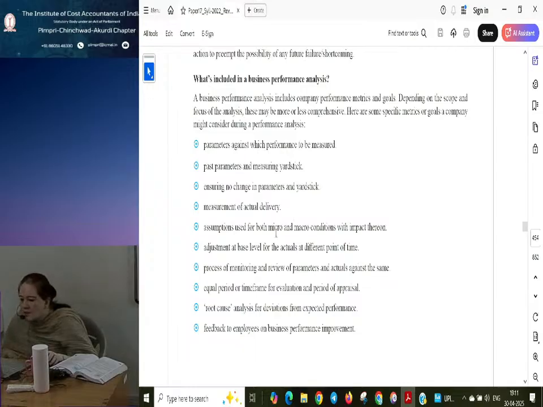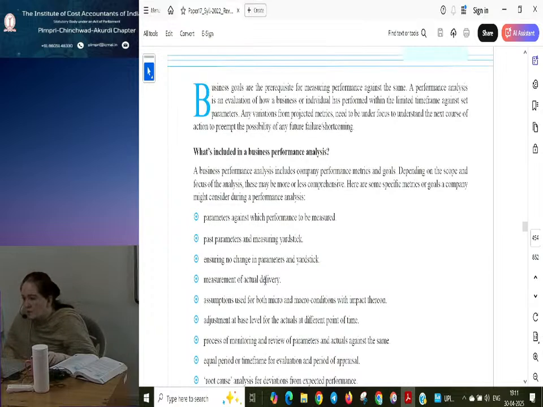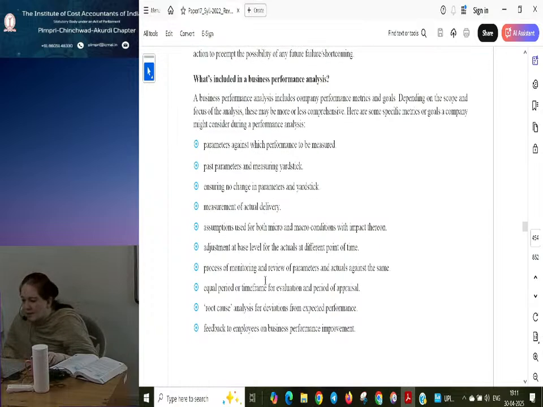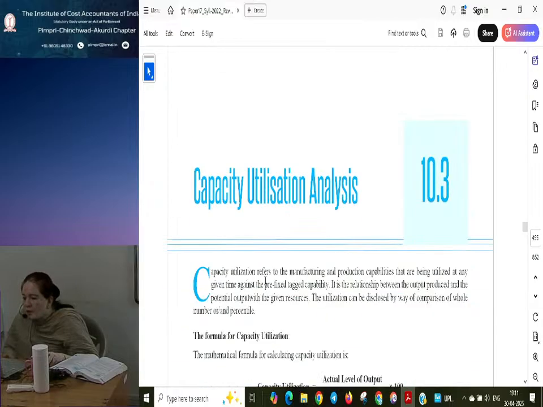So all these is basically the performance analysis, how far the business is able to achieve its organizational goals is what is part of performance analysis. So there are different parameters.